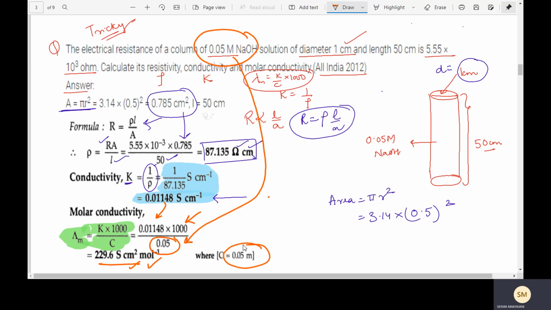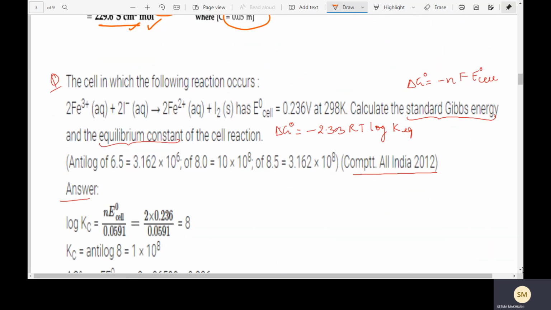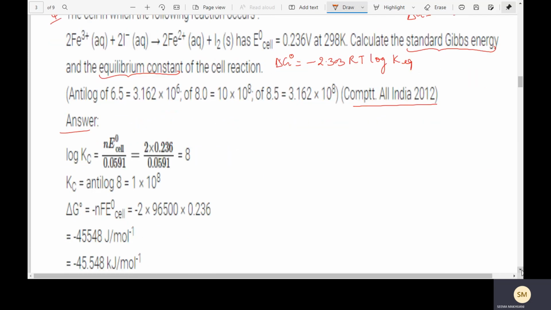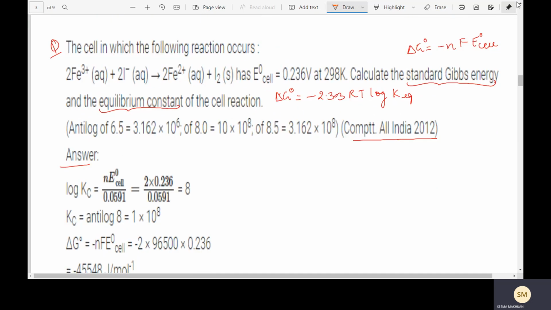Okay, moving on to the next question now. All right, that's our next question. Please read the question. I'll give you a minute to read the question first. Now, a cell in which the following reaction occurs. Reaction दे रखा है. Okay, E0 cell भी provided है.